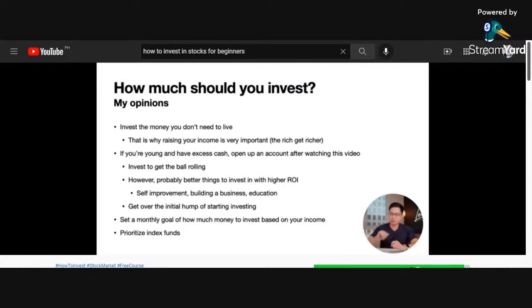Whatever you're doing, I'd say set a monthly goal of how much money to invest based on your income. Only you know what's best for you. So look through your finances, think how much extra money do I have each month, and then invest a significant portion of that. If it were me and I were starting out, I would prioritize index funds. These are things that you can buy, set on the side, and not really worry about. I would much rather invest my time and effort into self-improvement, building businesses, and generating more income.